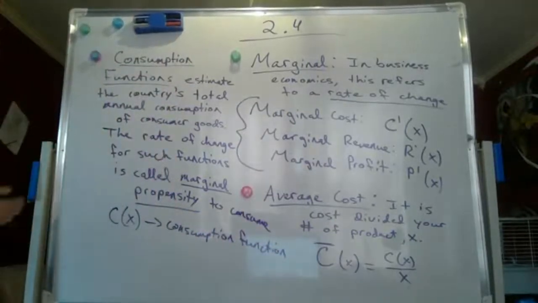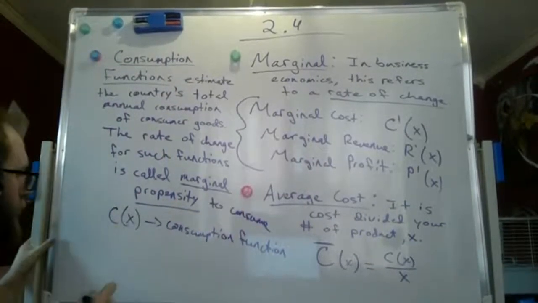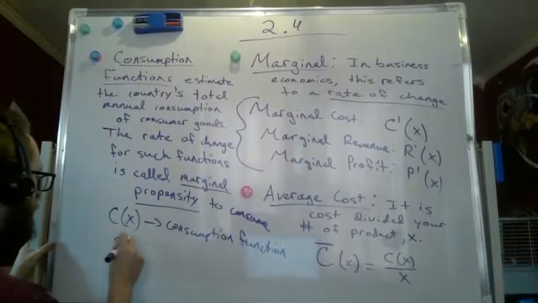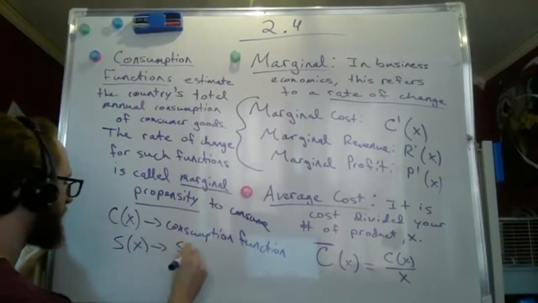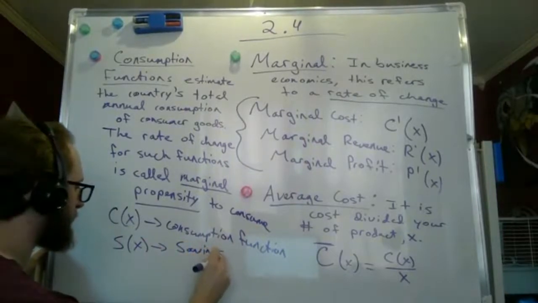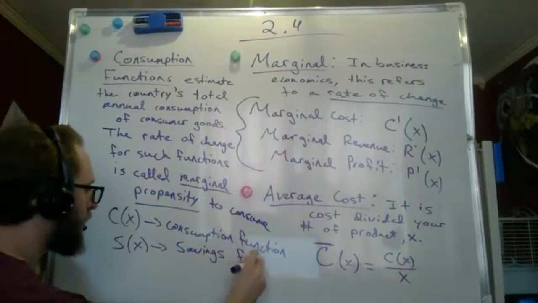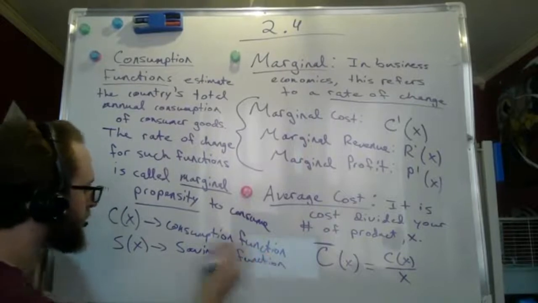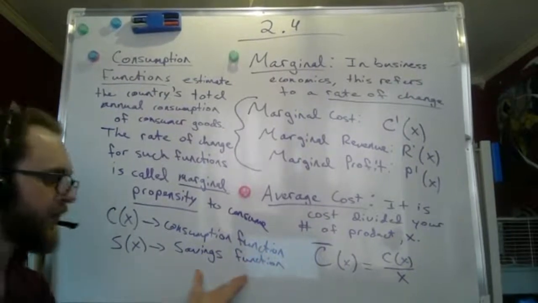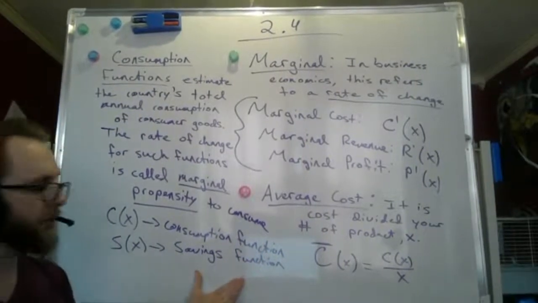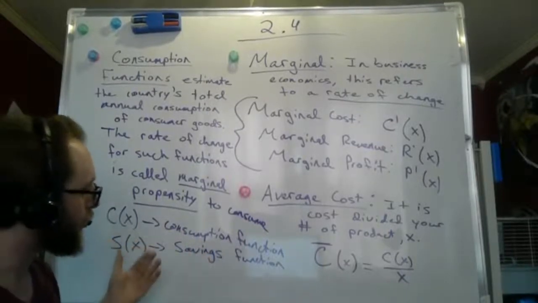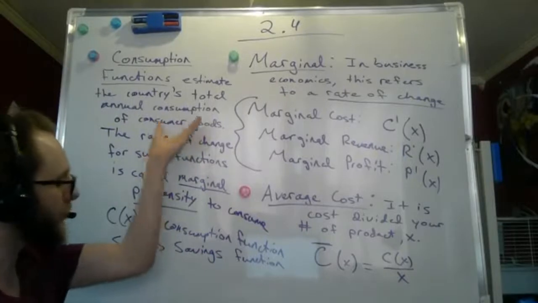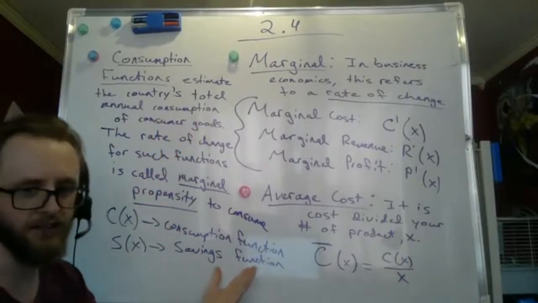But in relationship to the consumption, there's also something called, we're going to write as S of X. This is the savings function. So similar to the consumption function, a savings function is going to be referring to, again, the national level. What is the amount of a particular consumer product that's being saved each year?